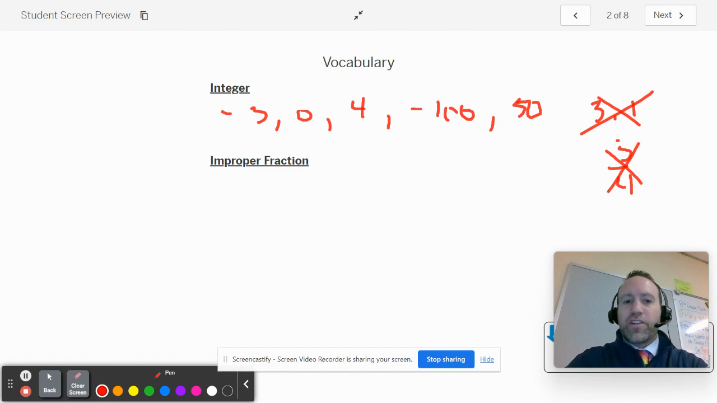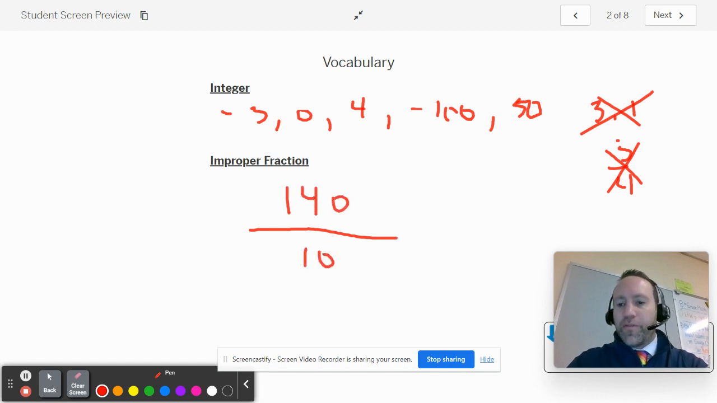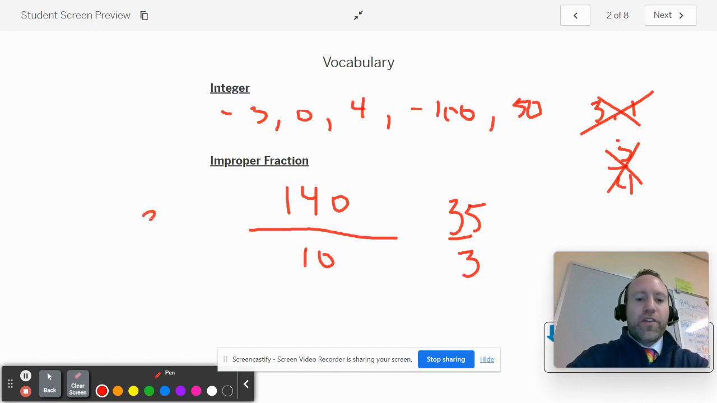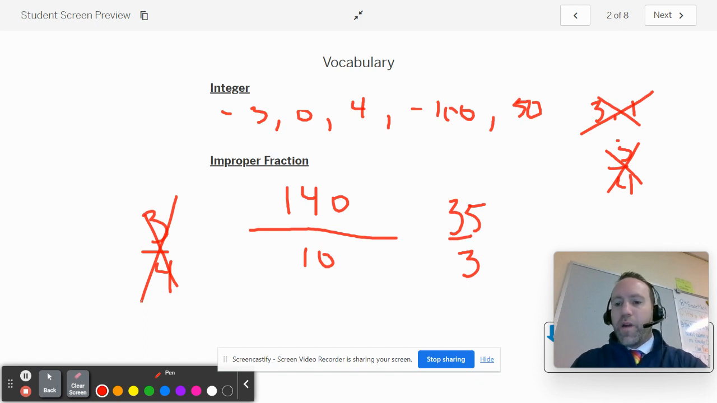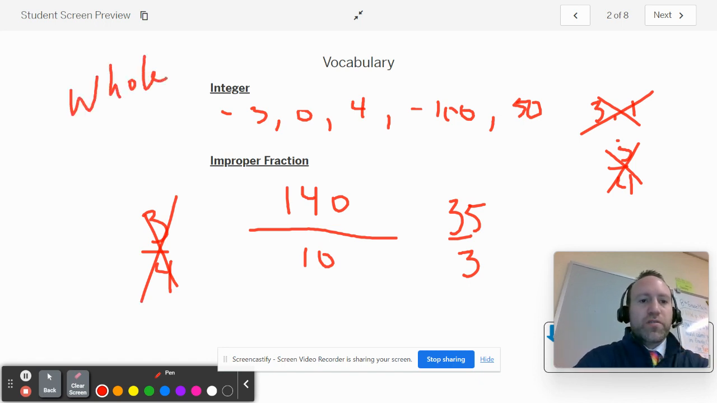An improper fraction is one where the numerator is greater than the denominator. So something like 140 over 10 is an improper fraction. Something like 35 over 3 is an improper fraction because the numerator is greater than the denominator. 3/4 is not improper. Again, it has to be something where the numerator is bigger than the denominator. So going back to integer, we're essentially talking about whole numbers.